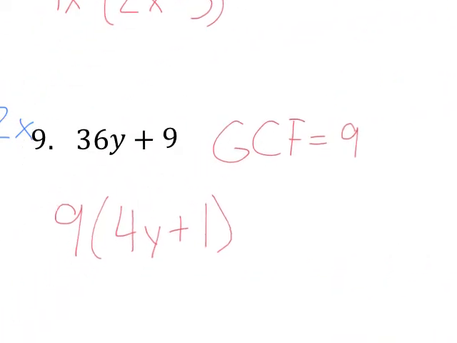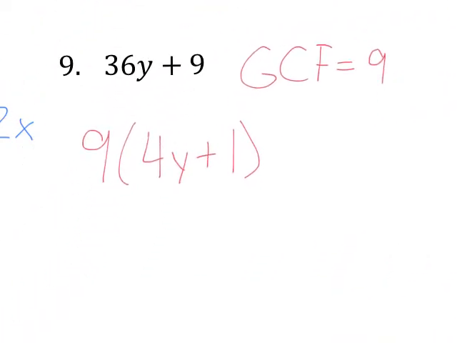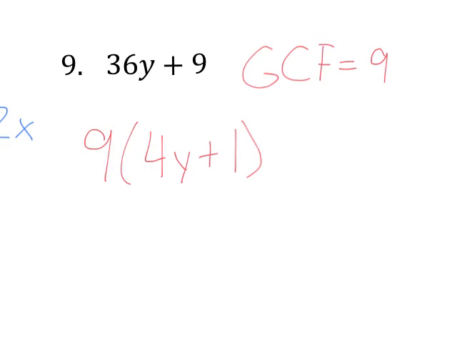Okay. Here's number 9, and there's a little bit of a tricky piece on number 9, so make sure you're paying attention here. My GCF is 9, so I stick my 9 out in front of the parentheses. Oops, I forgot to write this in, didn't I? Divide by 9, divide by 9. So 36 divided by 9 is 4, and my y stays. What is 9 divided by 9? 1. So it is super important that you put your plus 1 in here.